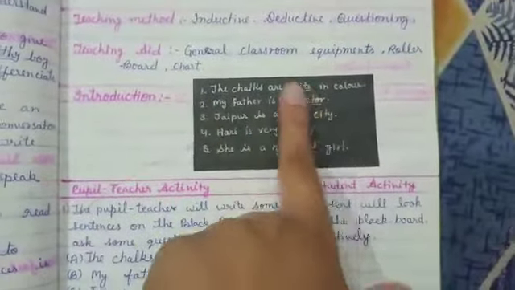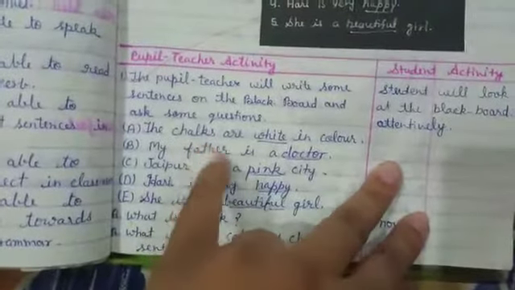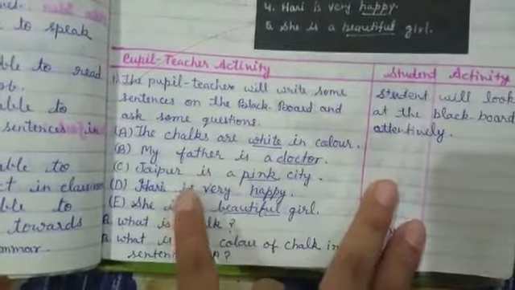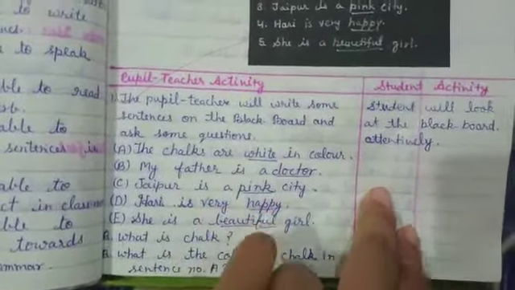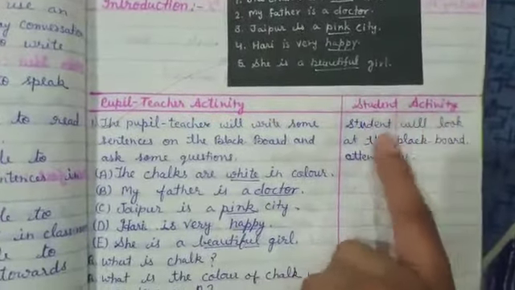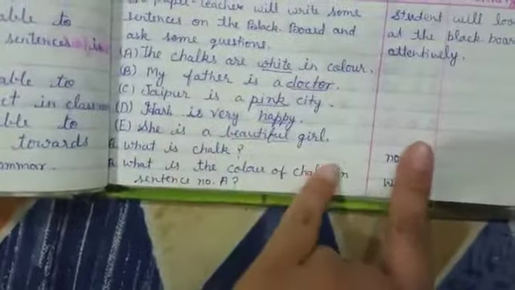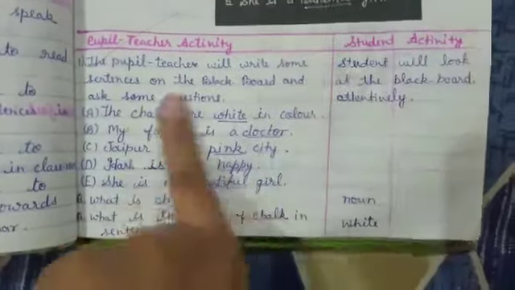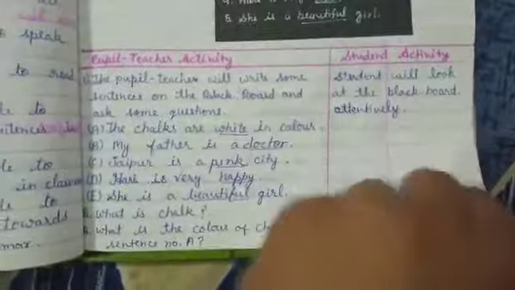These were the statements that the pupil teacher will write on the blackboard. The statements are: the chalk is white in color, my father is a doctor, Jaipur is a pink city, Hari is very happy. The students need to look at the blackboard attentively. We also have some questions like what is a chalk? The students need to answer. Chalk is a noun. What is the color of chalk in sentence number A? The sentence number A is this. So the student will answer white.